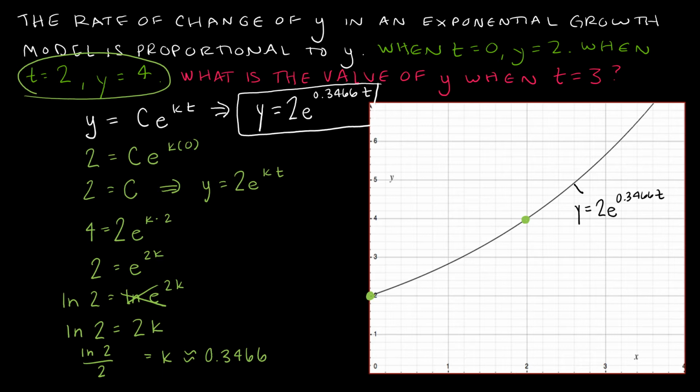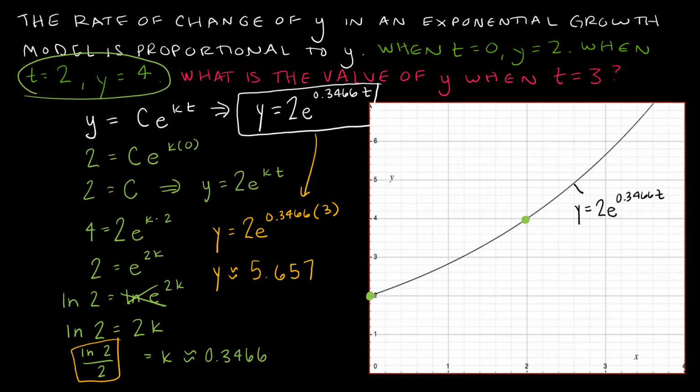So the last part of the question asks me to find the value of y when t is 3, and all I have to do there is solve for y by plugging in 3 for t. And depending on how precise they want you to be, instead of using 0.3466, I might use natural log of 2 over 2, just so that I'm not rounding in the middle of the question. But you should end up with an approximate value of 5.657.